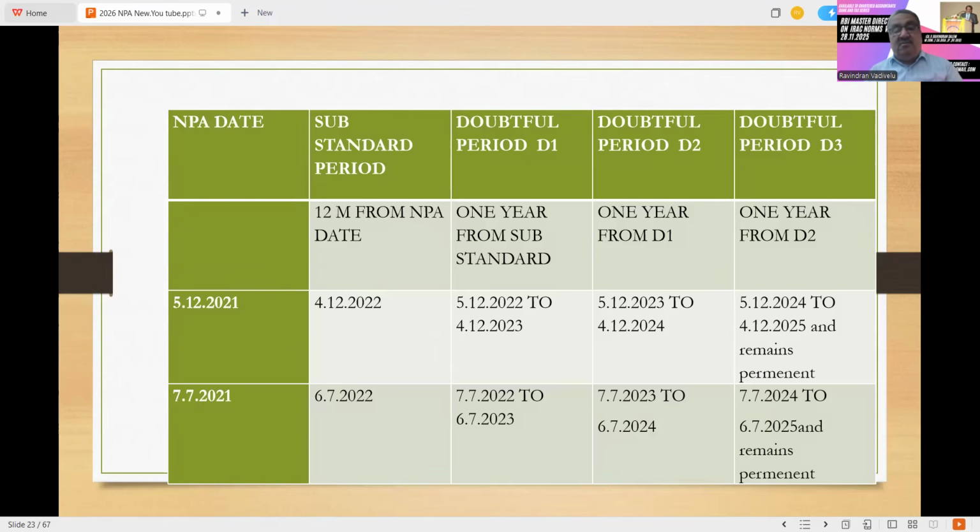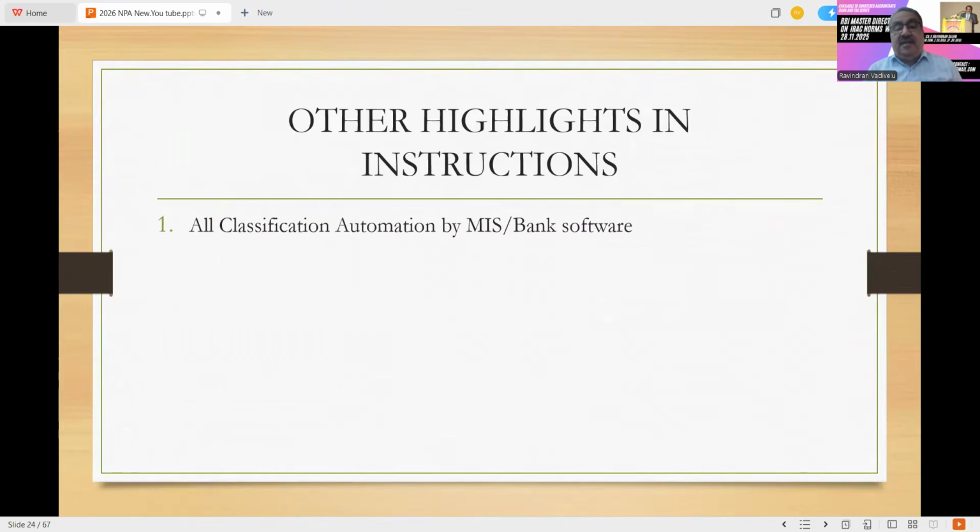So this is also another stage, how to arrive at the substandard period, D1, D2, D3. What are the other highlights in that RBI circular? All the classification has to be done automatically by the MIS in banks. That means whenever they have fed the master records correctly, the system will take care. Few bankers change the due date in the master record to the next financial year. And whenever you go for the bank audit, they say the system takes care. Yes, system takes care. But if they modify the due date from this financial year to the next, the system will never say that the account has become NPA.